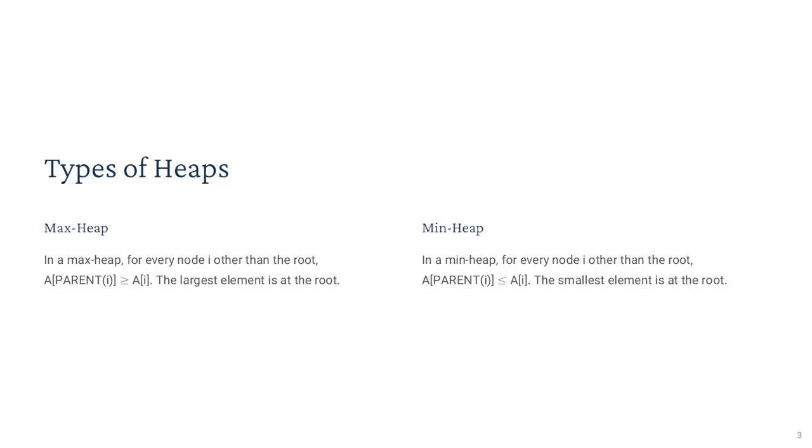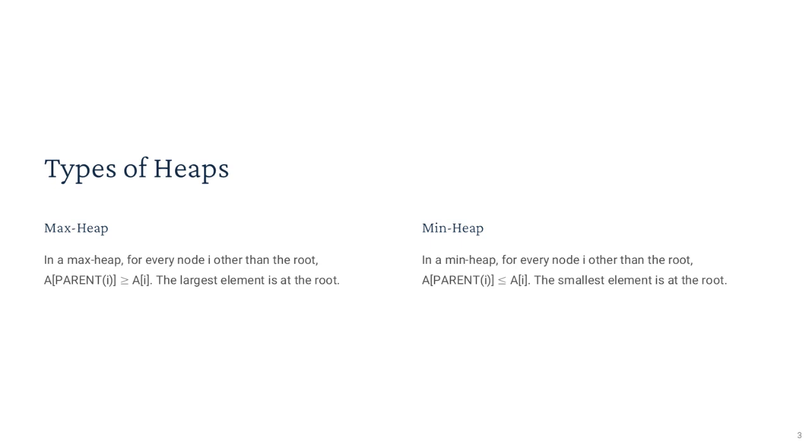The two key properties of heaps are: Max heap property. For every non-root node I, A of parent of I greater than or equal to A of I. This ensures that the root contains the maximum value, and no child node can have a greater value than its parent. Min heap property. For every non-root node I, A of parent of I less than or equal to A of I. This ensures the root contains the minimum value.